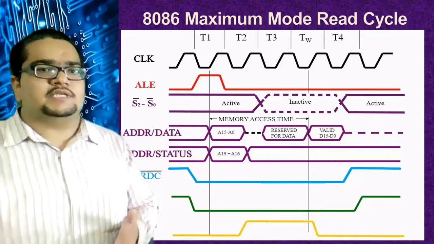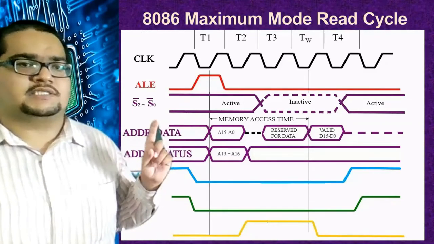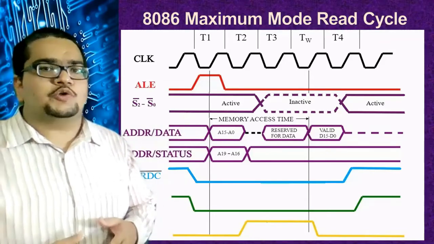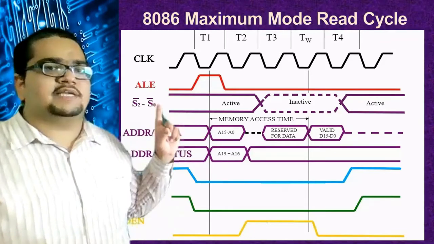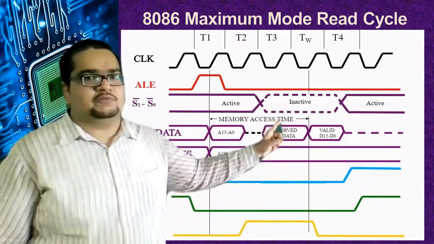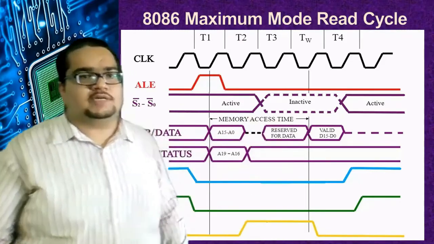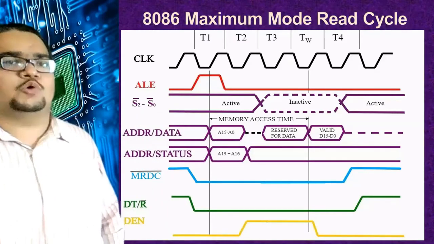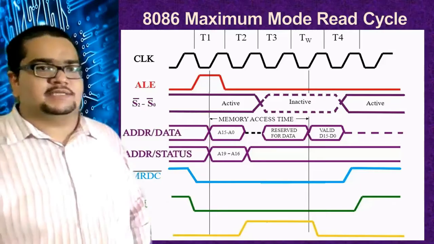So S0, S1, S2. When I am writing S2 dash S0, that means S2 bar is there, S1 bar is there, S0 bar is there. So you can see for the time steps T1 and T2 it is active. For T3 and T4 it is inactive. Towards the end of T4 again it is active. So active, inactive and active. This cycle goes on with these status lines continuously.